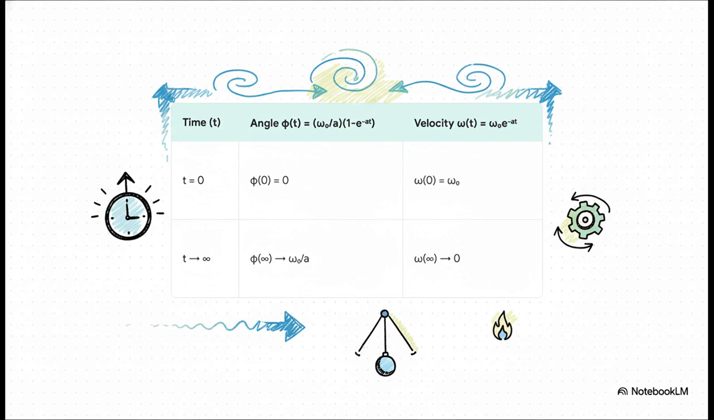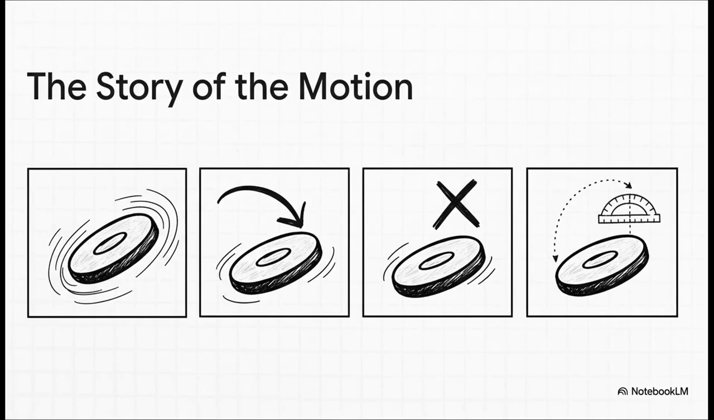Perfect. Now, what happens if we let time run on forever? As t gets huge, that little e to the minus at term goes to 0. This means the velocity fades away to nothing, and the angle sneaks up on a final, maximum value of omega naught over a. So, let's put it all together.